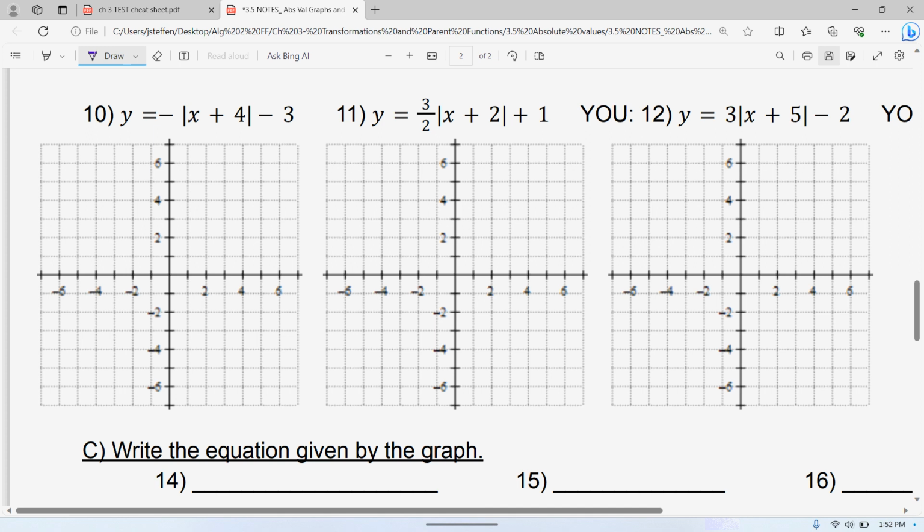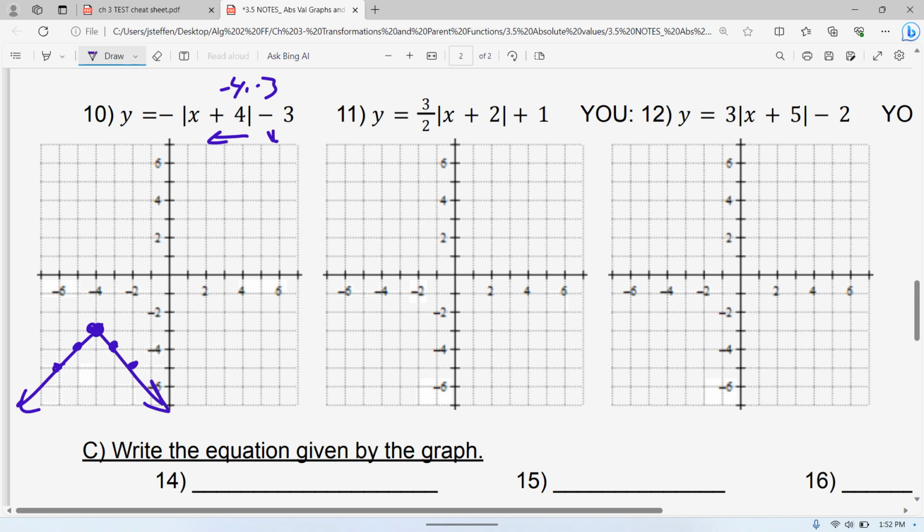Number 10, again, the vertex is -4, -3, so you go -4, -3, that's fine. But again, I still look at it as left 4, down 3. That's my vertex. My slope is negative, so it's -1. So down 1 over 1, and then down 1 over 1 to the left. You reflect those to get your other side, to make it the shape of a V.